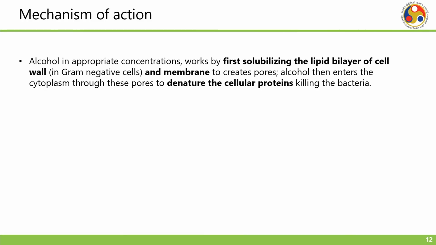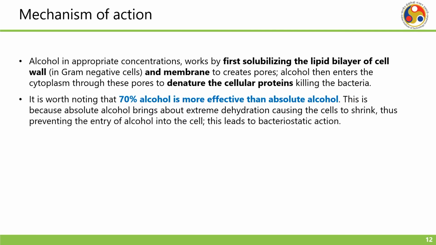Then what is the mechanism of action of alcohol in controlling microbes? Alcohol in appropriate concentrations works by first solubilizing the lipid bilayer of cell wall in the gram negative cells and membranes to create pores. Alcohol then enters the cytoplasm through these pores to denature the cellular proteins and finally killing the bacteria. It must be mentioned that 70% alcohol is more effective than absolute alcohol.